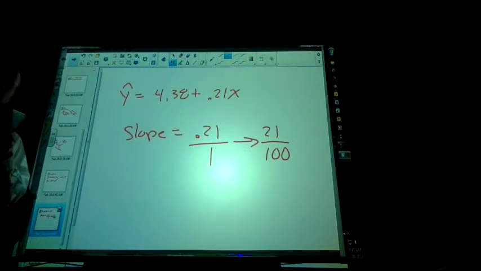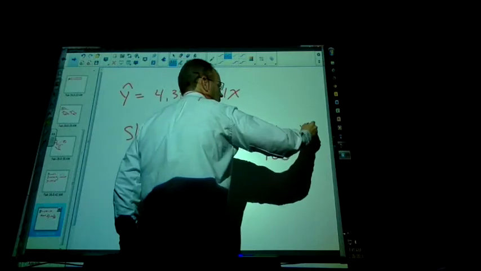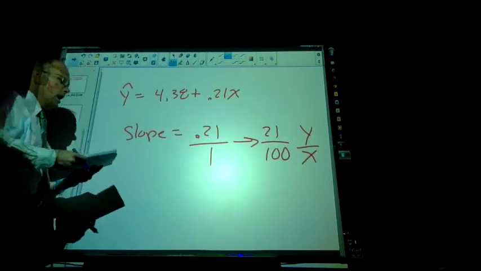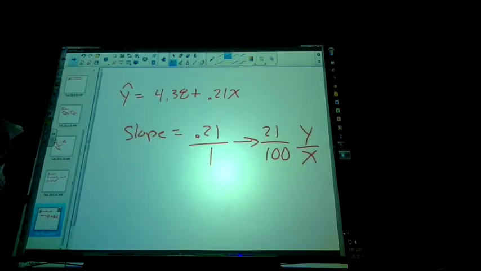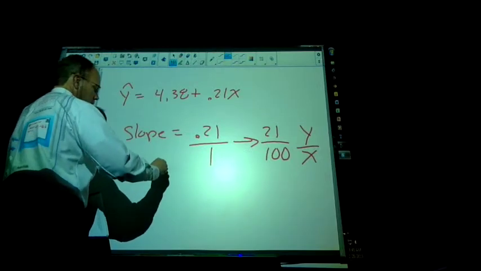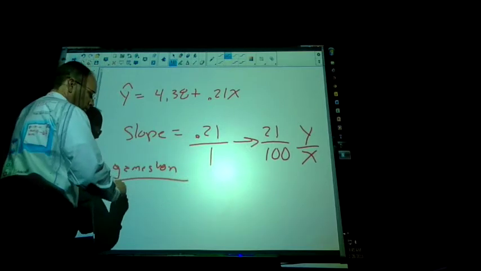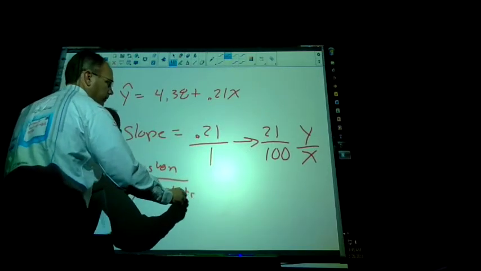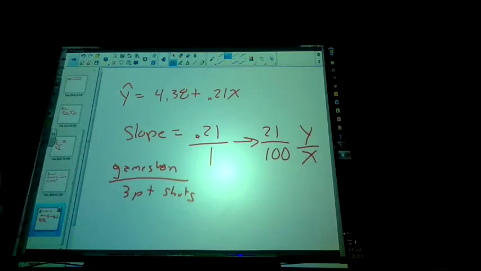So let's try and define this. Remember, slope is the y component over the x component. The y component is what in this case? It says x is the number of 3-point shots. Y is the number of games won. So y is games won over 3-point shots. So we could look at this a number of different ways. I'm going to take the 21 over 100. For every 21 games won, 100 3-point shots were made. Does that make sense? For every 21 games that we won, there were 100 3-point shots taken.